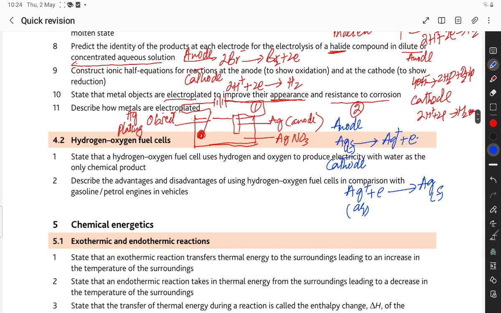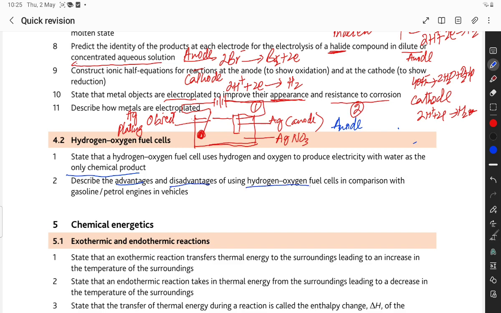Okay. Hydrogen oxygen fuel cell: state that a hydrogen oxygen fuel cell uses hydrogen and oxygen to produce electricity with water as the only chemical product. You know that water is the only chemical product, and here the examiner can ask you to describe the advantage and disadvantage of using a hydrogen oxygen fuel cell in comparison with a gasoline petrol engine in vehicles.